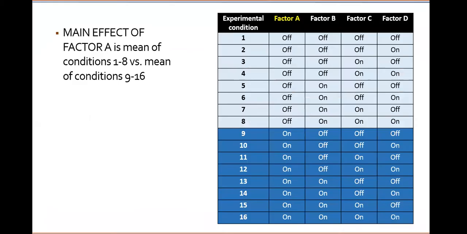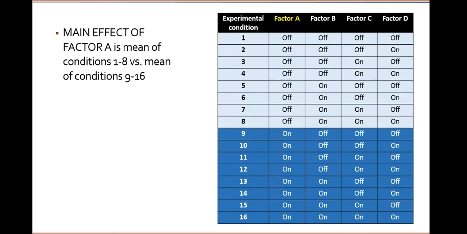Okay, now, why do I say that, and why did I demonstrate a few minutes ago, that factorial experiments make such efficient use of experimental subjects? Look at this table. It shows how we estimate the main effect of factor A. Remember, I said that the main effect of factor A is the effect of factor A averaged across the levels of all the other factors. So the main effect of factor A is going to be the average of conditions 1 through 8 compared to the average of conditions 9 through 16. Keep that in mind and notice that all of the experimental subjects, all the subjects in 1 through 8 and all the subjects in 9 through 16, all of their data is used in this main effect estimate.